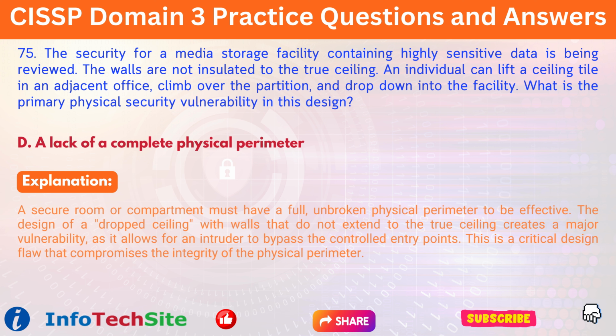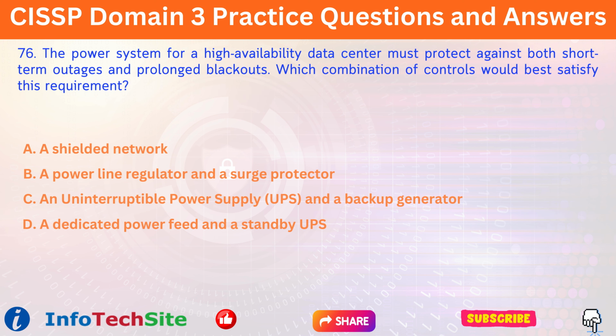Explanation. A secure room or compartment must have a full, unbroken physical perimeter to be effective. The design of a dropped ceiling with walls that do not extend to the true ceiling creates a major vulnerability, as it allows for an intruder to bypass the controlled entry points. This is a critical design flaw that compromises the integrity of the physical perimeter.